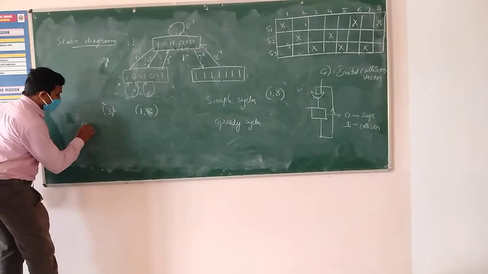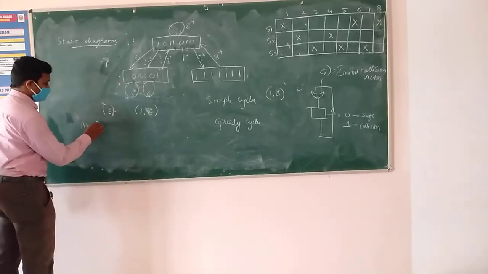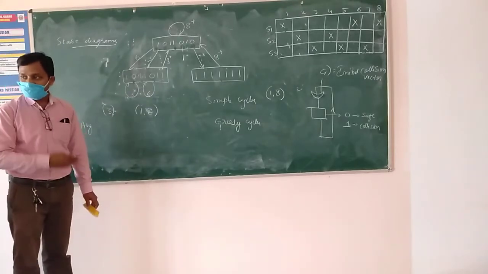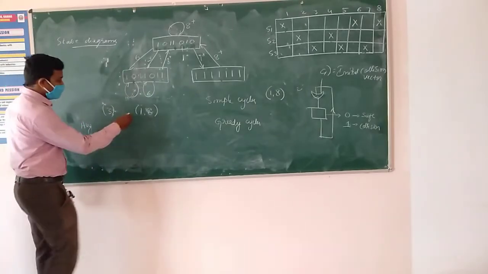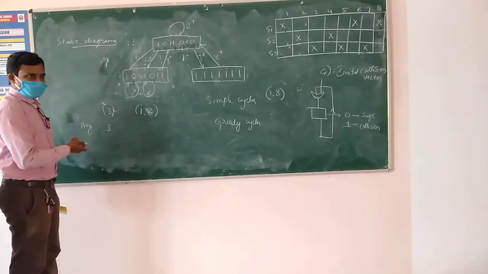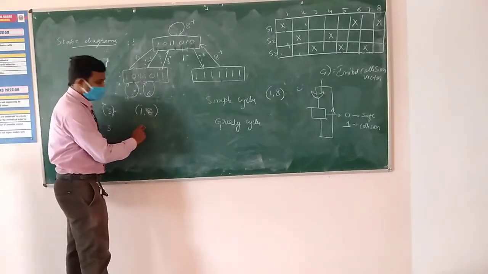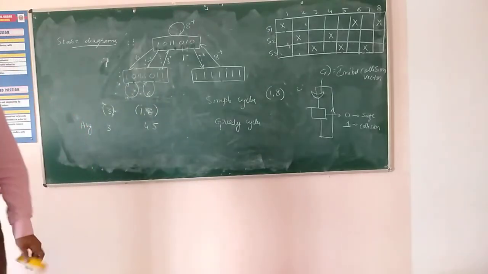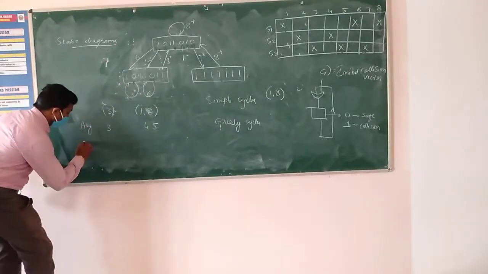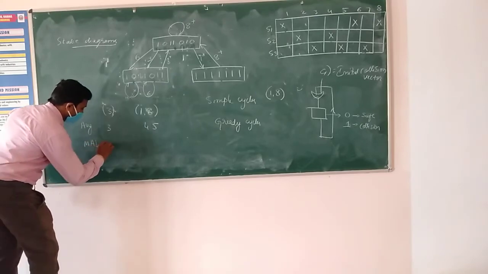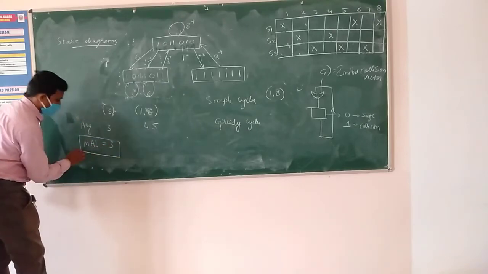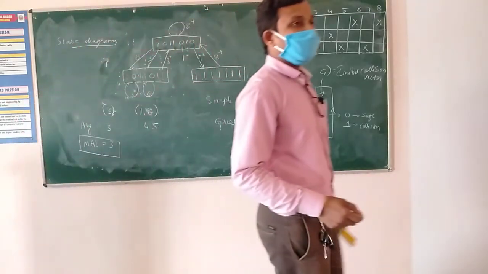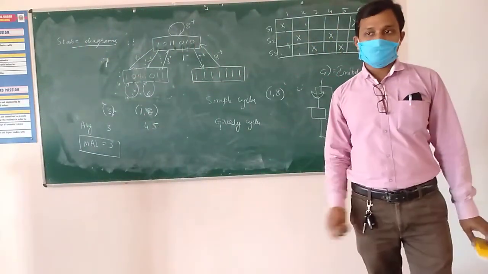Now, what is the average latency of these two cycles? It is 3. Here 4.5. Which is the least value? 3. Therefore, the minimal average latency is 3. MAL, minimum average latency, is 3. Okay.